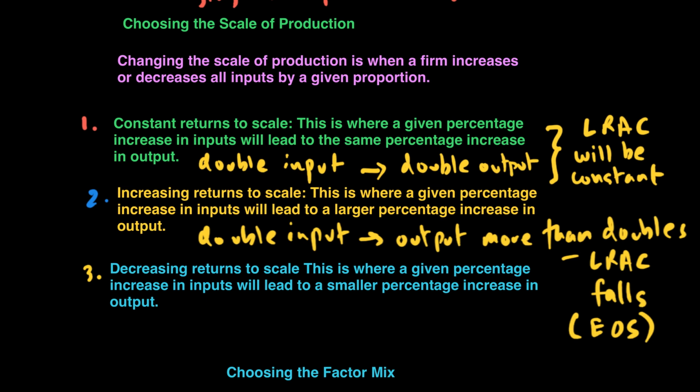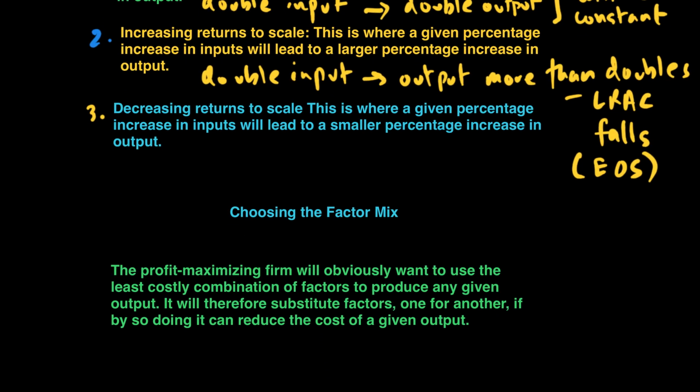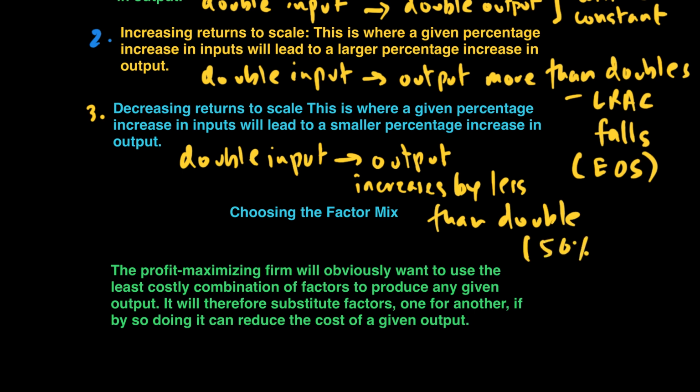On the other hand, the last case is where we have decreasing returns to scale. In the case of decreasing returns to scale, this is where a given percentage increase in inputs, let's say we double our input, and our output increases by less than double. Let's say double means 100%, let's say by 50%, for example.